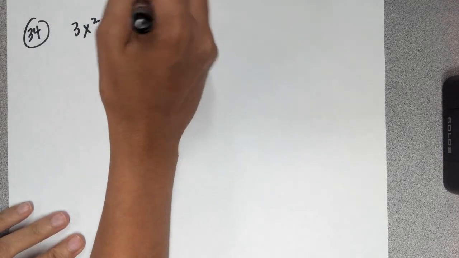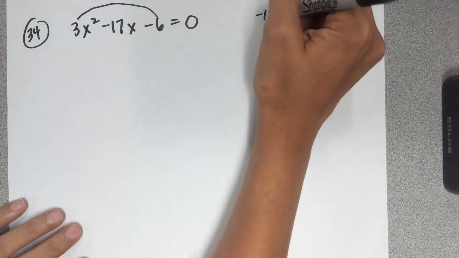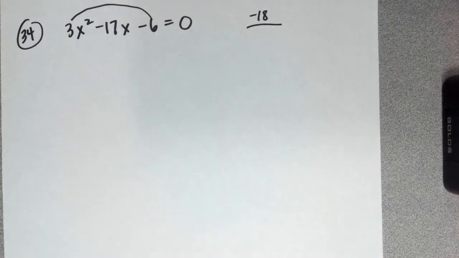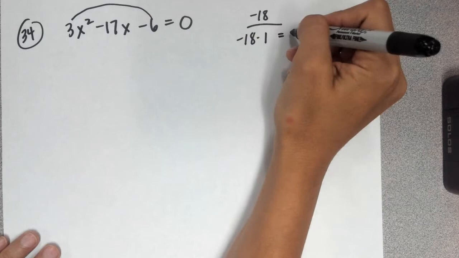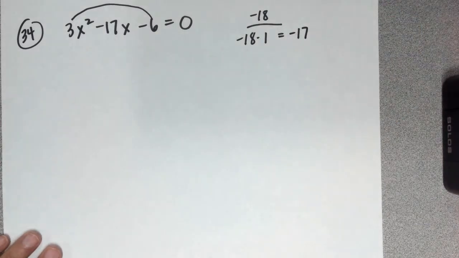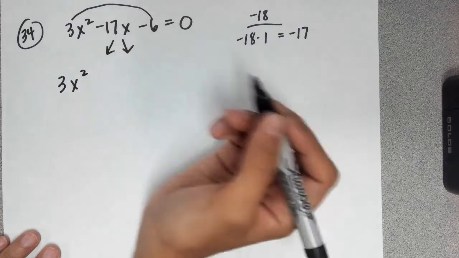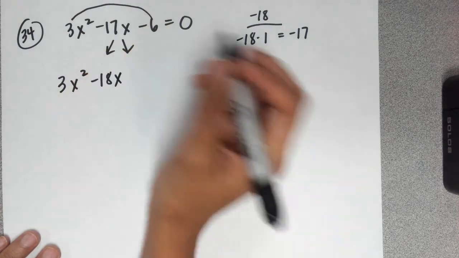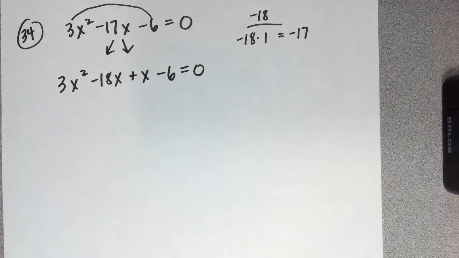So I'm going to multiply my first times my last, my A times my C, so that gives you negative 18. So I need to figure out what are my factors of negative 18 that add up to negative 17. So let's see, I know negative 18 and 1, that will give us, oh, there we go, negative 17. So I'm going to split the middle to be 3x squared minus 18x plus x minus 6 equals 0. Remember, I can't guess and check because there's a number bigger than 1 in front of x squared.